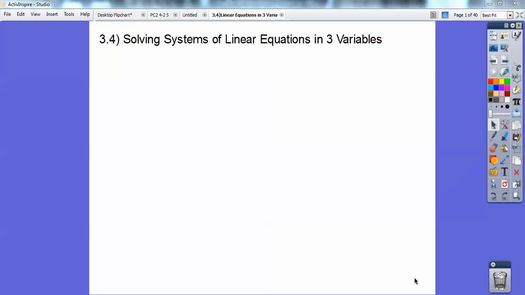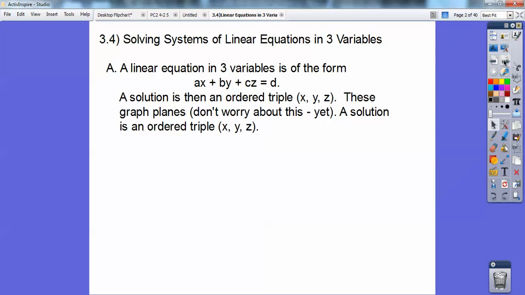Hi folks, this Algebra 2 lesson takes us a little bit at solving systems of linear equations in three variables, okay? A linear equation in three variables has three variables, x, y, and z. The a, b, c, and d are just numbers. So ax plus by plus cz equals d. And the ordered triples are just x, y, z, so whatever we get for x, y, and z.